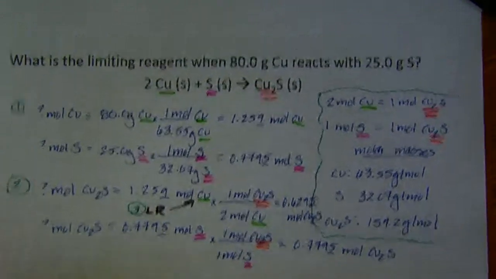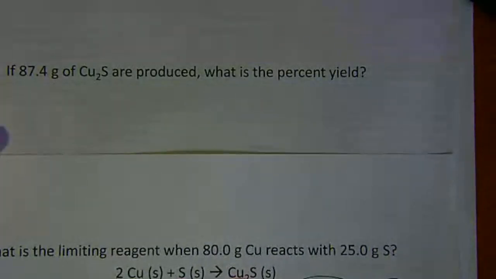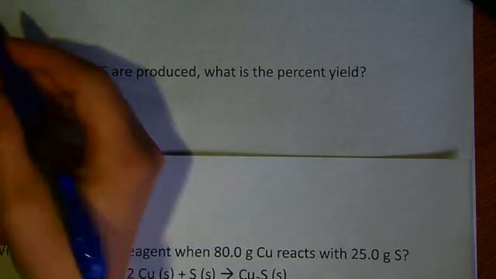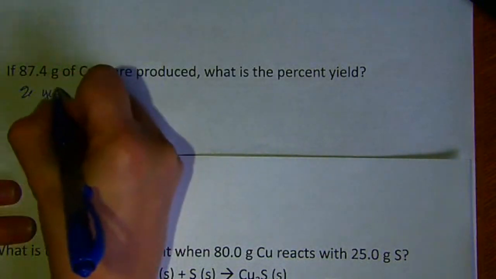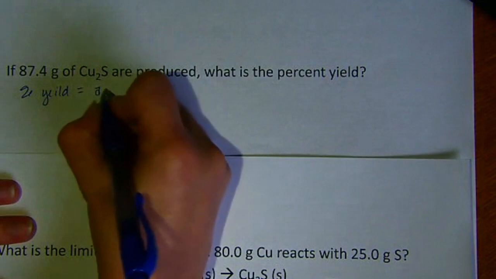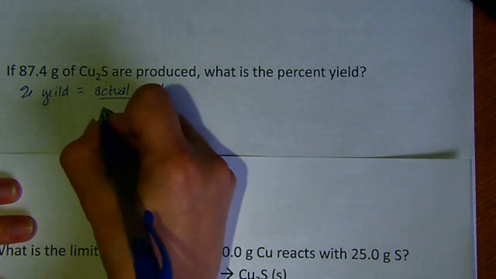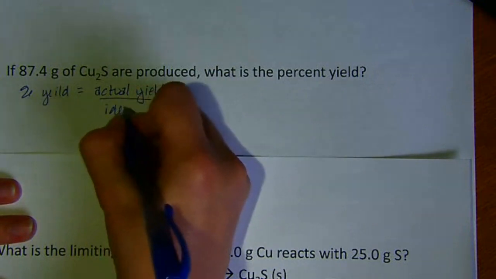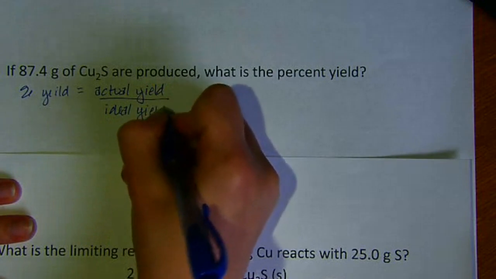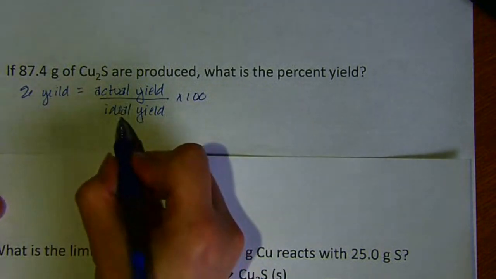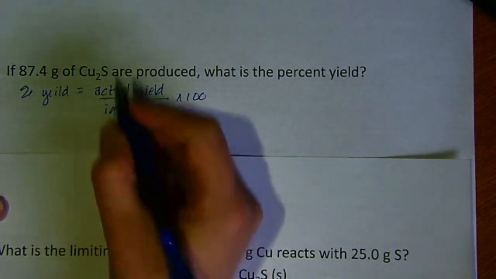Let's continue this problem by saying, if 87.4 grams of copper sulfide are produced, what is the percent yield? So our percent yield is always going to be our actual yield divided by your ideal yield, times 100 to give you a percentage. Keep in mind that an ideal yield and a theoretical yield are the same thing.